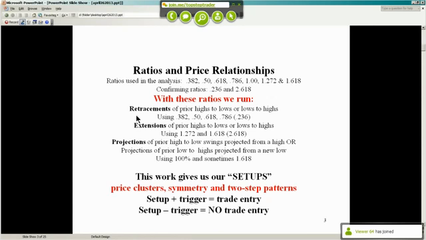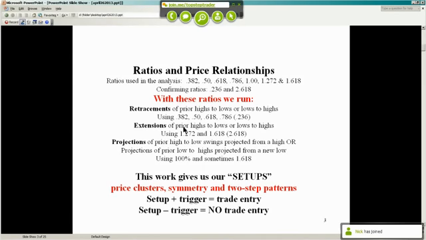And with the ratios, I'm going to run retracements of prior highs to lows or lows to highs using the first set of ratios, 382, 50%, 618, and 786. Occasionally, I will use 0.236 if it's a really large swing. Then I'm going to run price extensions, which are essentially retracements beyond 100%.